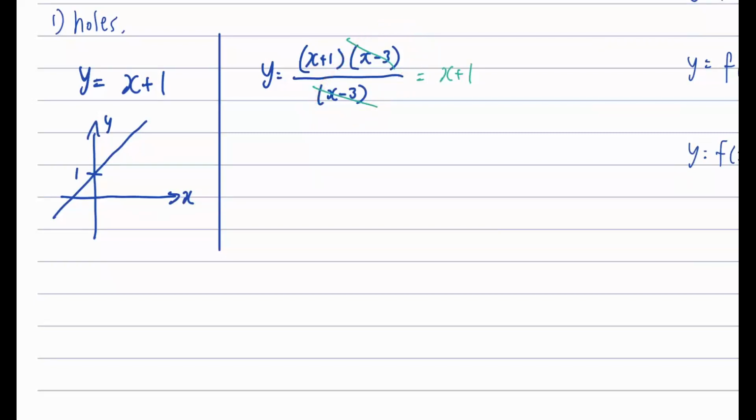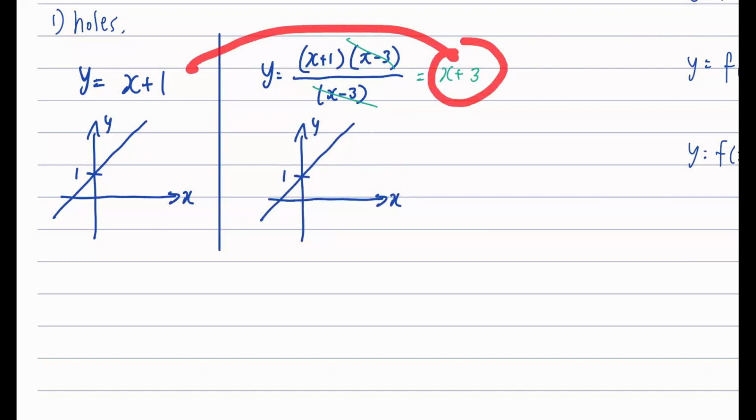Because when you give this as the original form, there is a denominator here. You're dividing by x minus 3. So x cannot be equal to 3, right? Exactly. So what happens if you try to draw this graph? Let me just copy and paste the graph. At all the other points that are not equal to 3, the y value is just essentially x plus 1. So it will still look exactly the same.